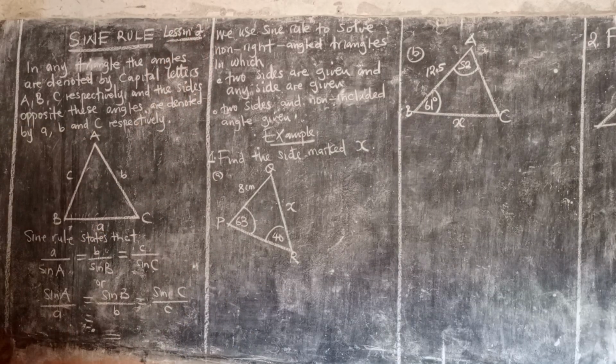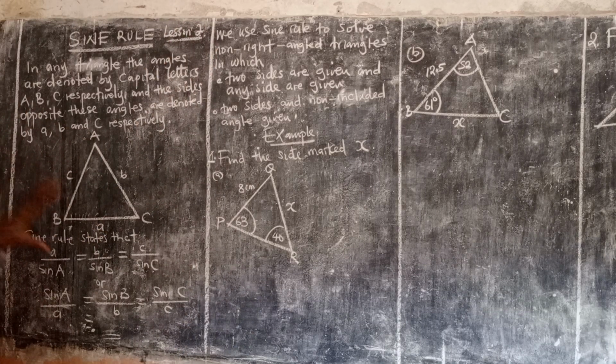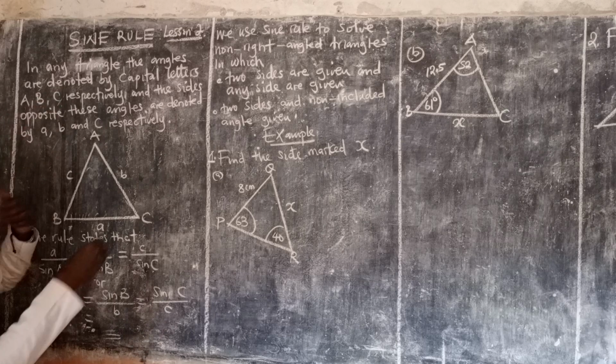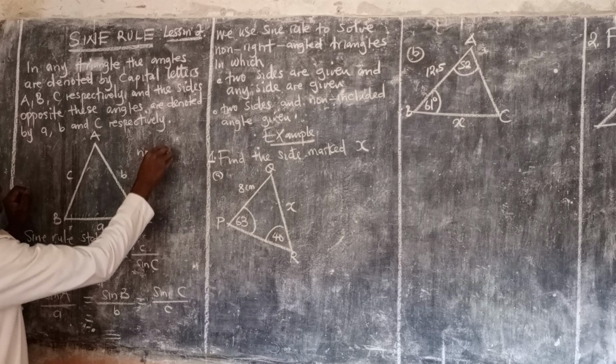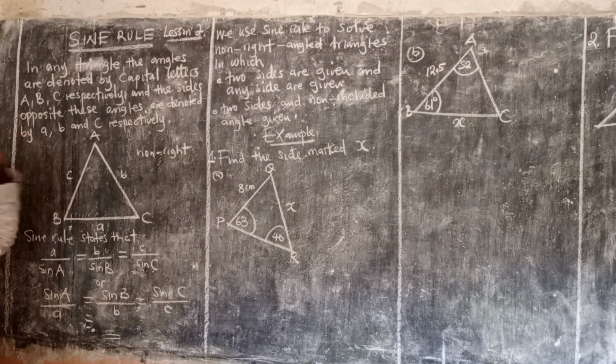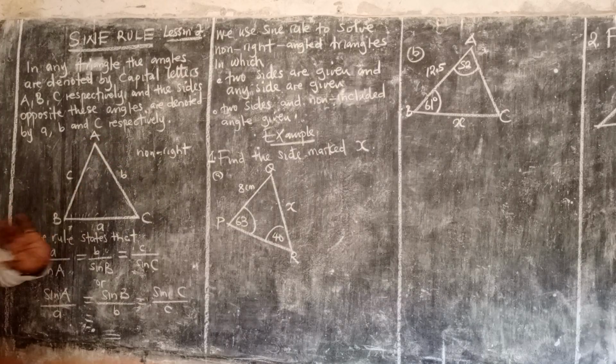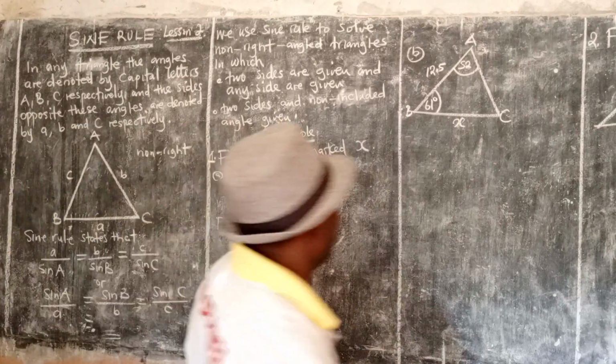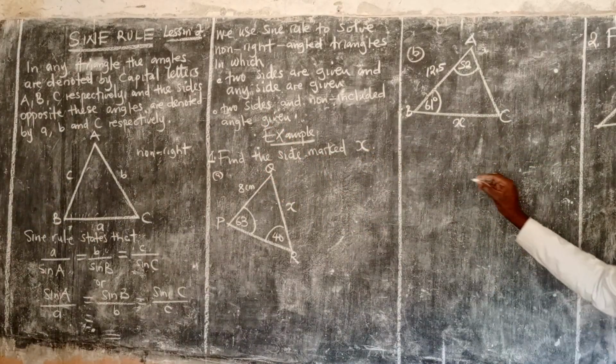Now, under lesson 2, when these questions come up in the exam, how many marks do they carry? 5 marks. Just like that. So now we're done with SOHCAHTOA. This time we start looking at non-right angled triangles. SOHCAHTOA is only used in a right angled triangle, but in a non-right angled triangle we can use the sine rule and the cosine rule.